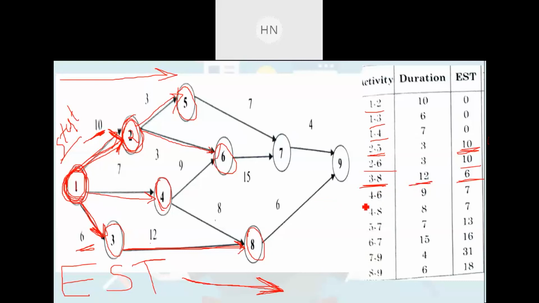After that we have 4 to 6. Where is 4 to 6? This is 4 to 6, right? Now before starting 4 to 6, it is compulsory that activity 1 to 4 must be completed. The duration of activity 1 to 4 is 7 days, so that will be the earliest starting time of 4 to 6. After that is activity 4 to 8.